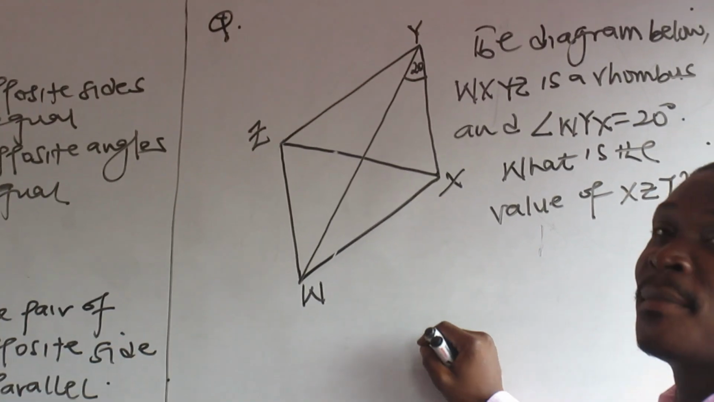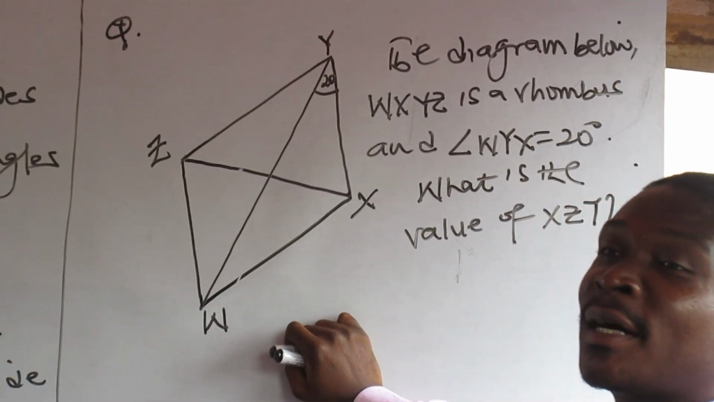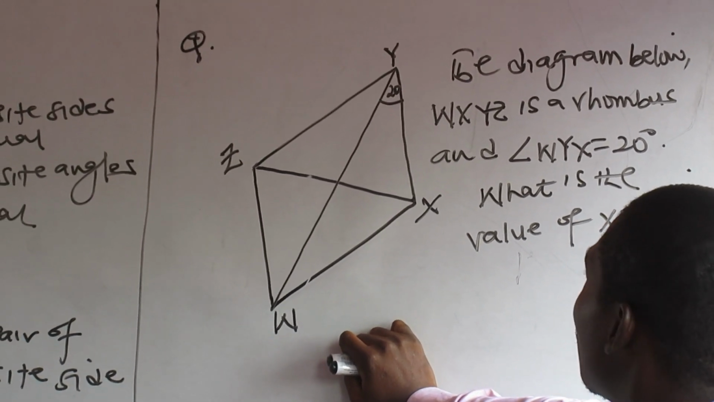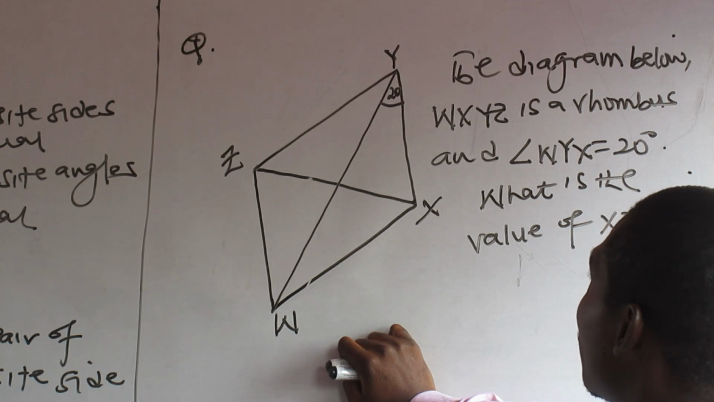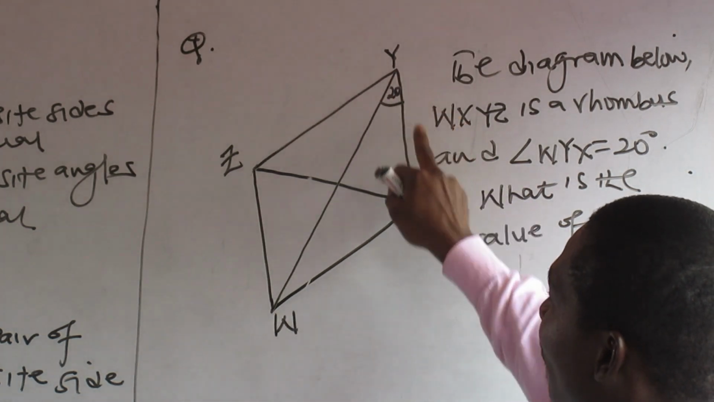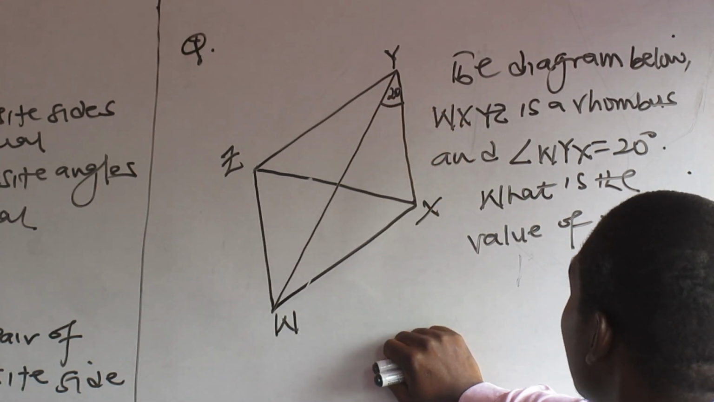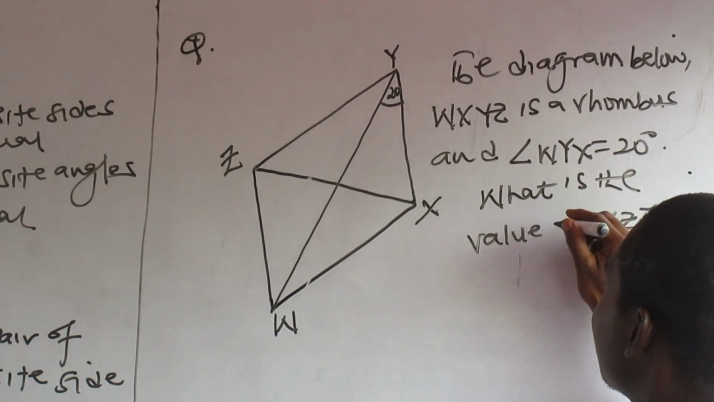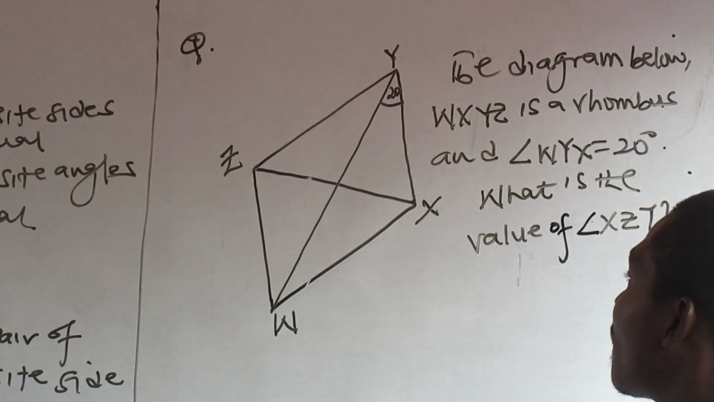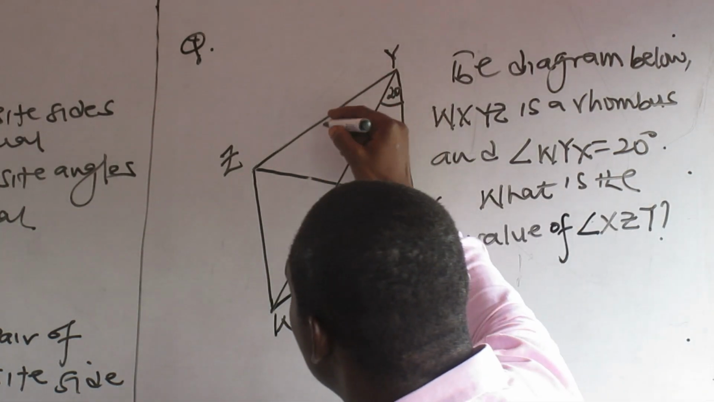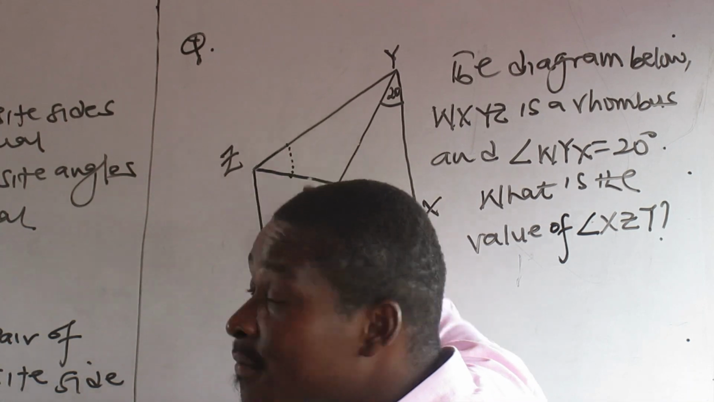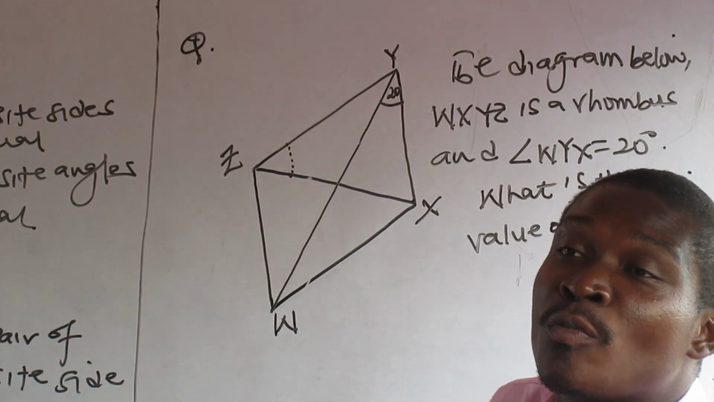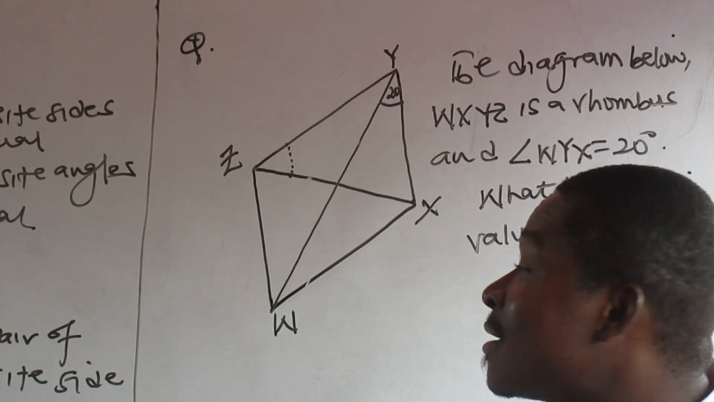Application time. The diagram beside is a rhombus. Angle WYX is 20. What is the value of angle XZY? So we are looking for this side. You believe that? Now 1, 2, 3, 4. Four triangles make up a rhombus, or two big triangles make up a rhombus. Do you see that? Okay.